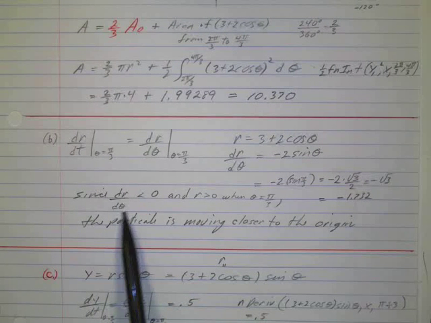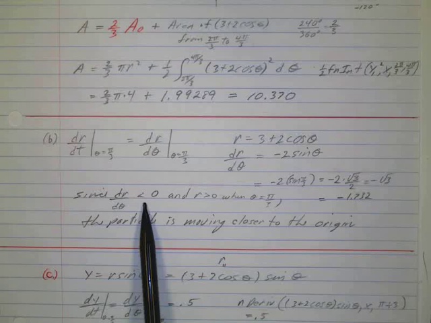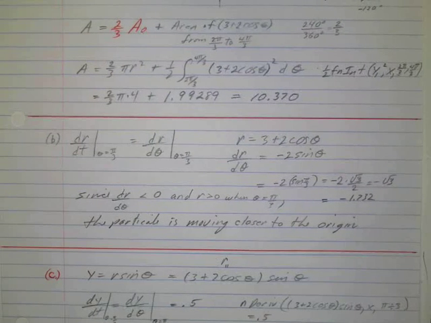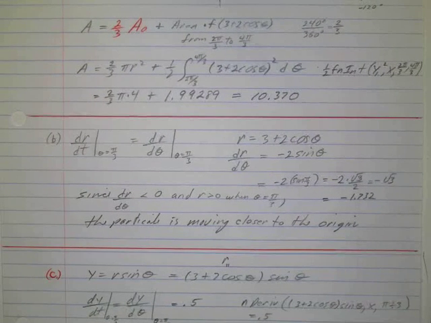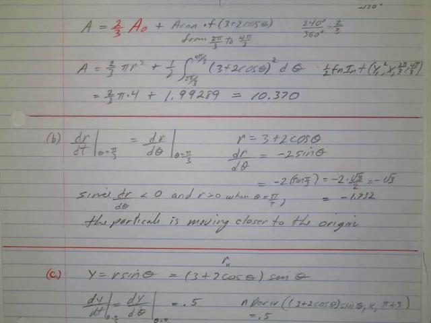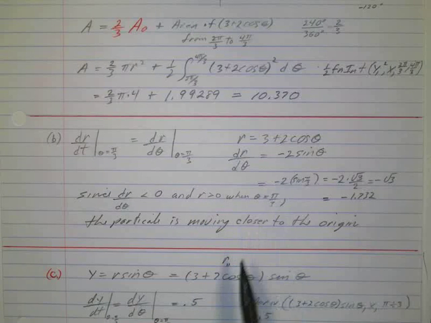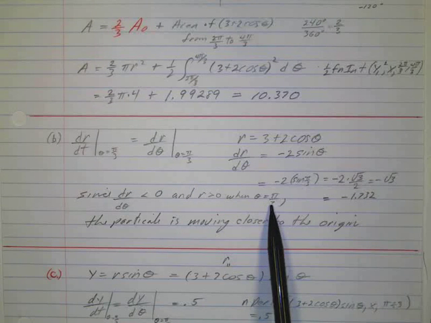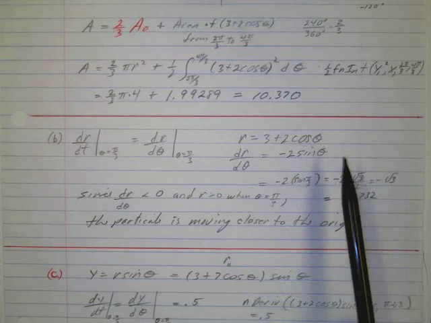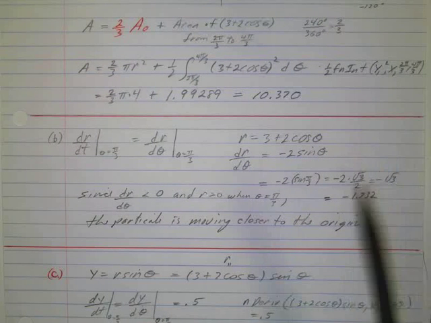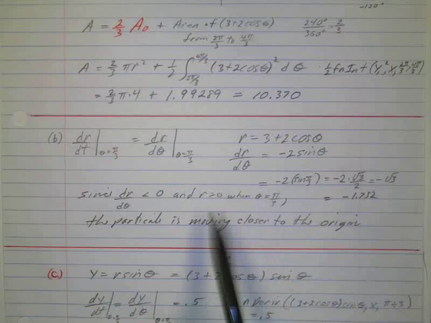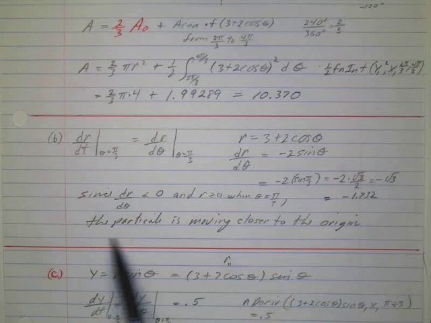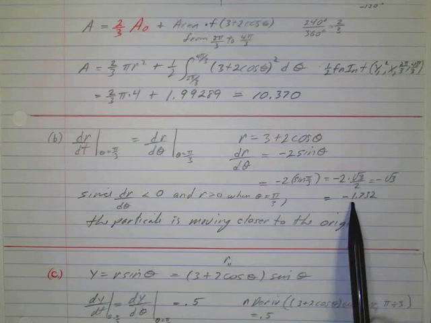All right, so we want to interpret that. Since dr/d theta is less than 0, and r is greater than 0 when theta equals pi over 3, the position is greater than 0, but it would have to be anyway because r is always greater than 0. The particle is moving closer to the origin.